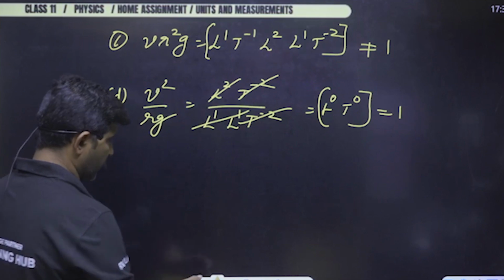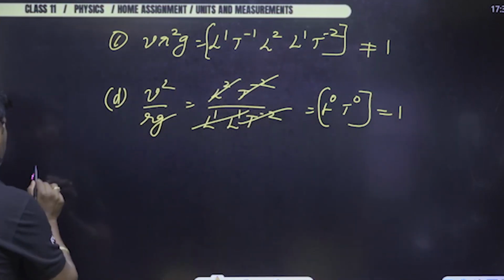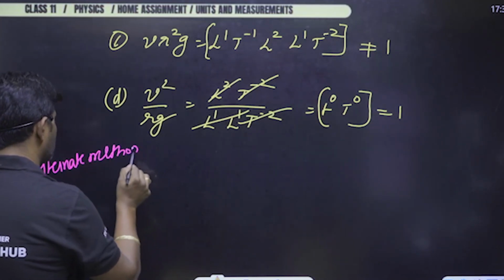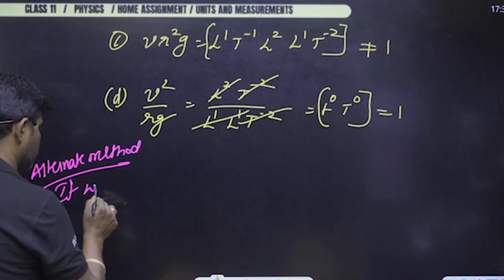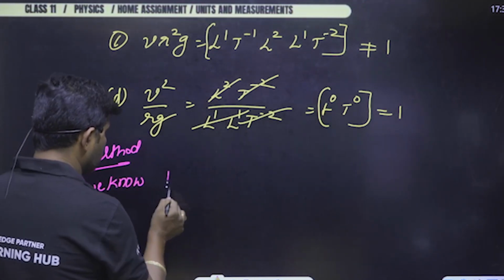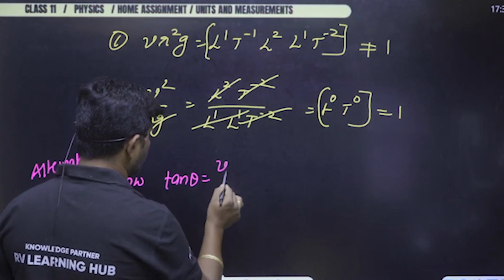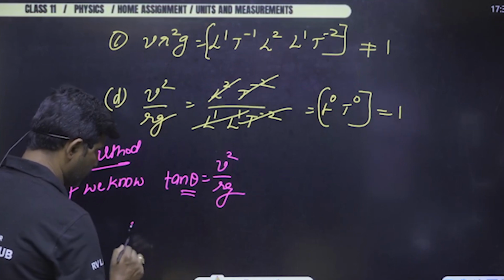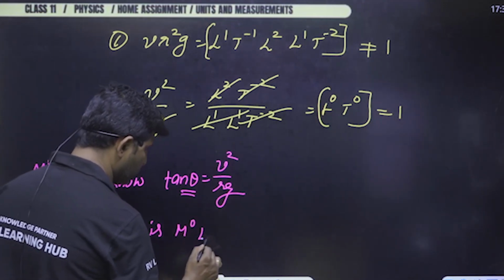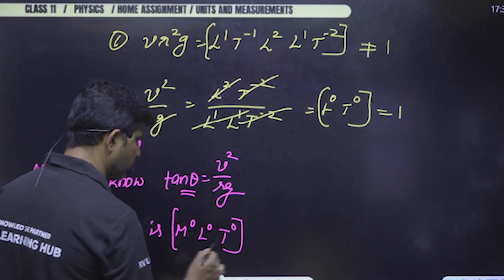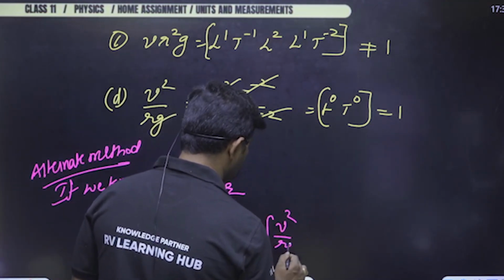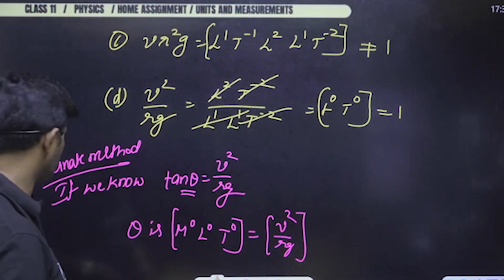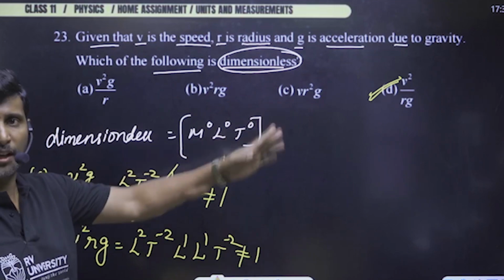There is another method. I said to you, no. So what is that another method here? Alternate method. See here, if we know this formula, in Newton's laws of motion it will be V square by Rg. Since theta is dimensionless, it is M power 0, L power 0, T power 0. It should also have the dimensions of V square by Rg. Like that also we can easily answer within a fraction of a minute. Hence we can select option D as the right answer here.